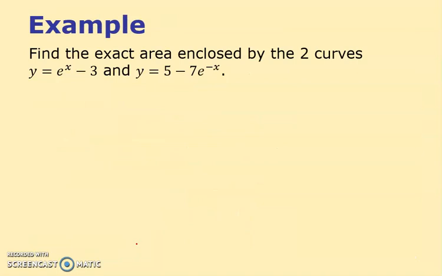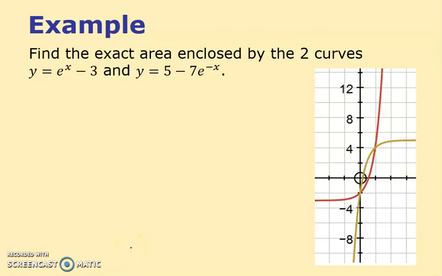Here's a second example. And again, it's find the exact area enclosed by these two curves. First job, what do they look like? That's what they look like. This curve here is y equals e to the x minus 3. And this one is y equals 5 minus 7e to the minus x. And you can see they definitely seem to cross at two nice places.